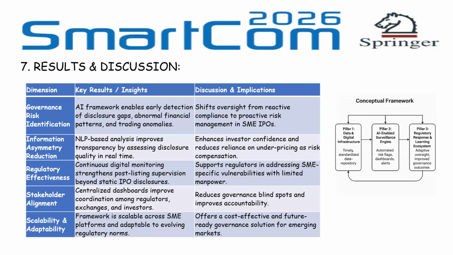Now, the results that we were able to bring from this is that governance risk identification is very weak, and we need to include a lot of AI in it. The reduction in asymmetry can be done through NLP. Regulatory effectiveness can be achieved through specific monitoring, and the stakeholder alignment and scalability can be achieved through improvements in governance procedures.